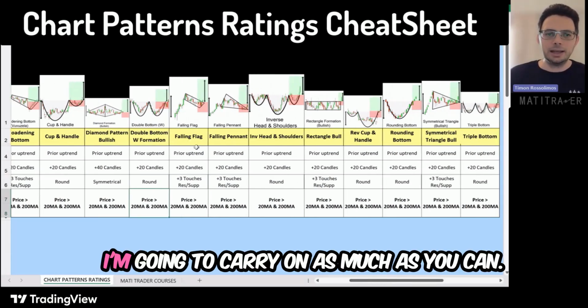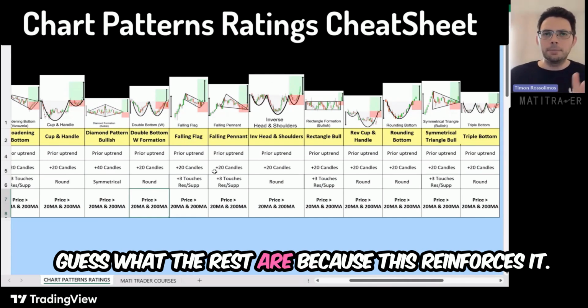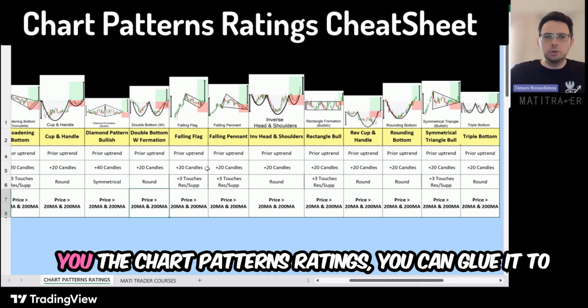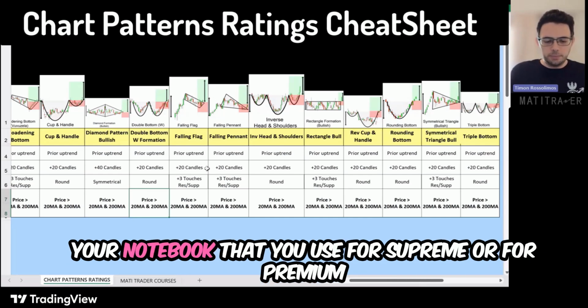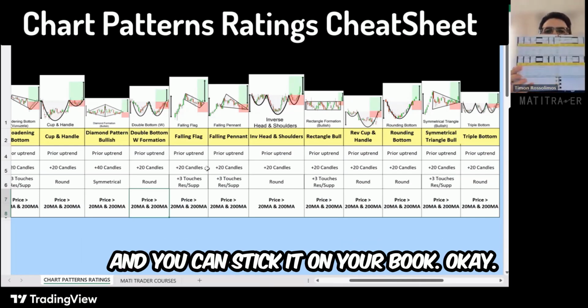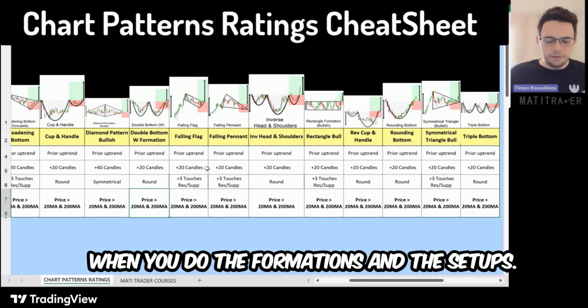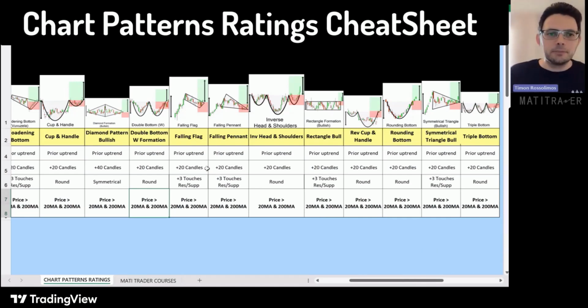Easy, getting it? I'm going to carry on, and as much as you can, guess what the rest are, because this reinforces it. So when you put it down, and when I send you the chart patterns ratings, you can glue it to your notebook that you use for Supreme or for Premium, and you can stick it on your book, okay, and use it and look for ratings when you do the formations and the setups.